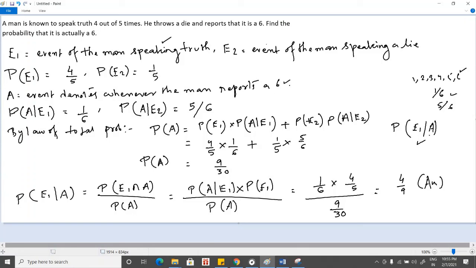Therefore, the probability that the man reports a 6 and it is actually a 6 that has appeared after throwing the die is 4 by 9.